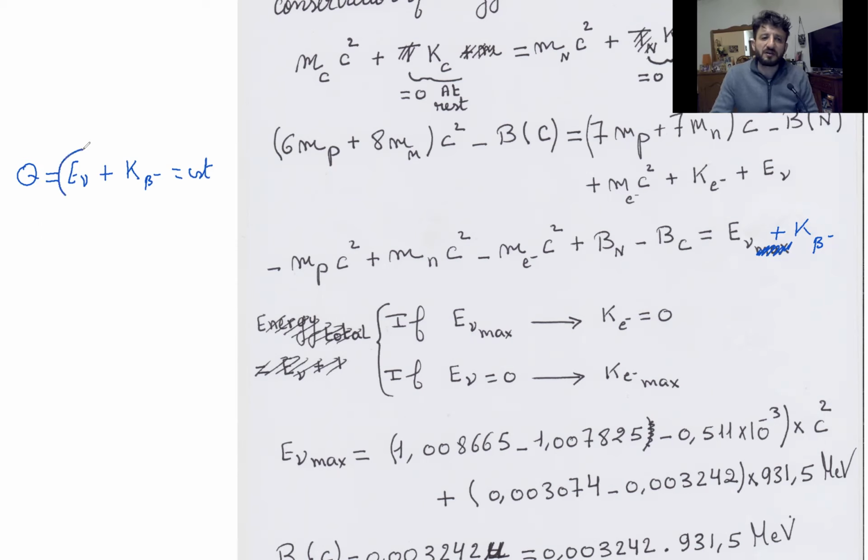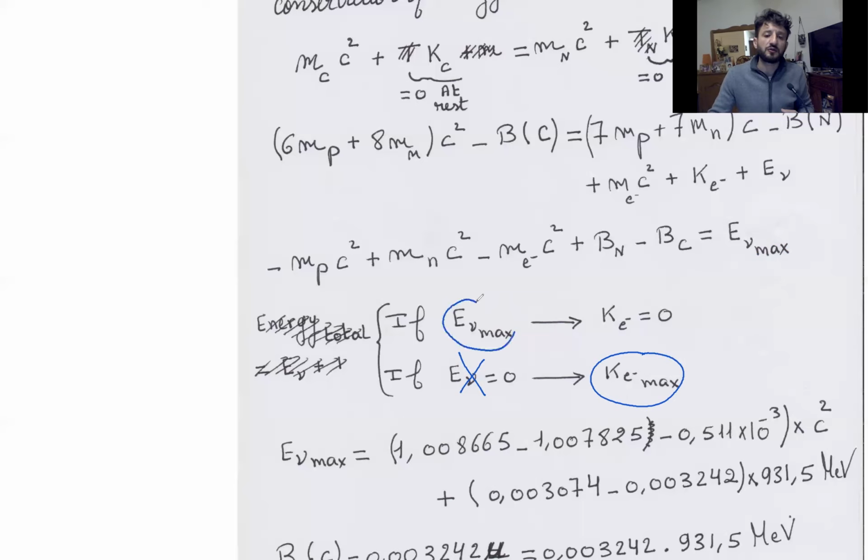In the case of a maximum E neutrino, if we have a maximum E neutrino, so we have 0 kinetic energy of beta minus. And the opposite is right. If we have a maximum kinetic energy here, we have 0 energy of neutrino. Okay? So here I can ask you, find the maximum value of the kinetic energy of 1 electron. In this case, you put here E neutrino equals 0, and you can find kinetic energy maximum. And if I ask you to calculate E neutrino maximum, you have to put the value of the kinetic energy equal to 0. So here we have plus 0 in the case of maximum neutrino energy.